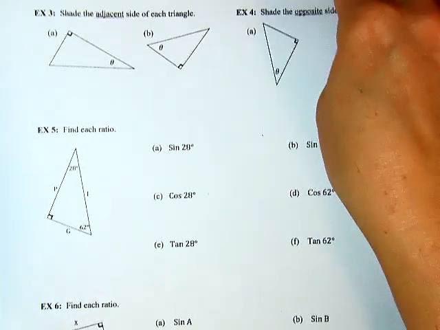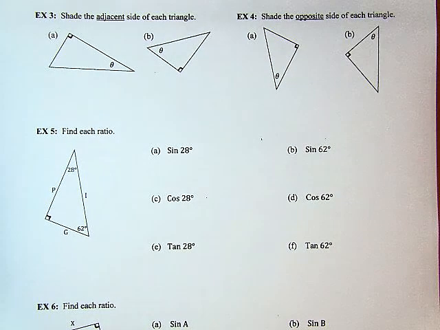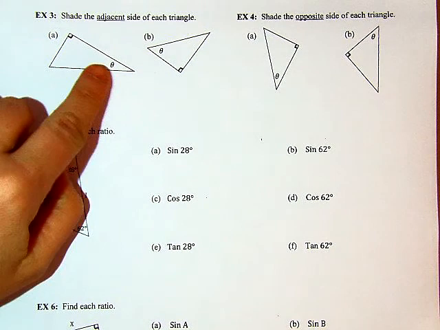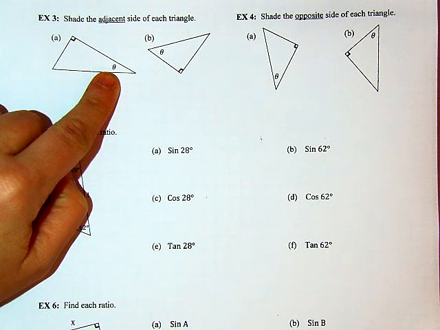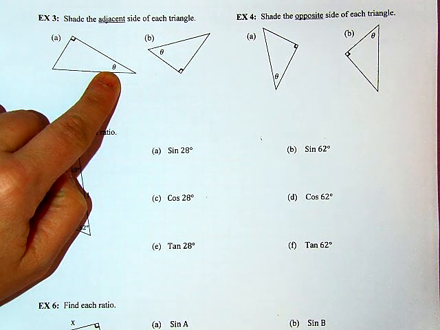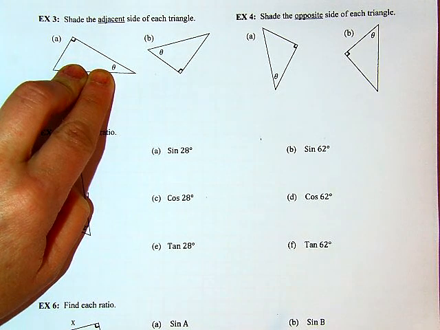All right, so in example 3, I'm saying shade the adjacent side of each triangle. So remember that when we're talking about adjacent, it has to be one of the legs. It's not the hypotenuse. So it has to be one of those perpendicular segments. So when I'm looking at theta, that reference angle right here, what is the adjacent side? What is the one that it's touching, that it's right next to, but not the hypotenuse? So the hypotenuse, I'm just going to cover it up. It's out. It's not an option.